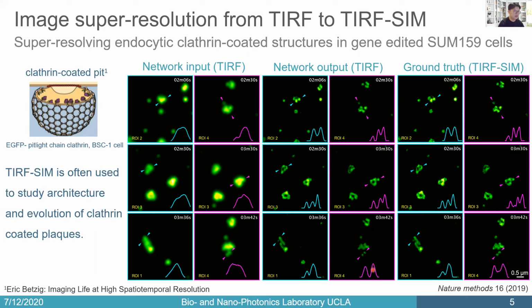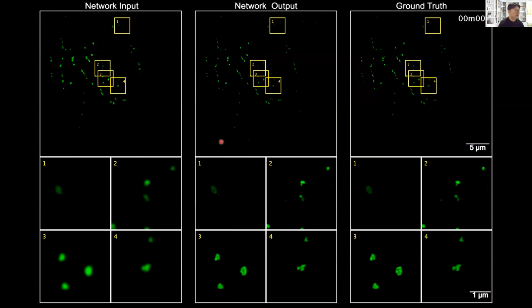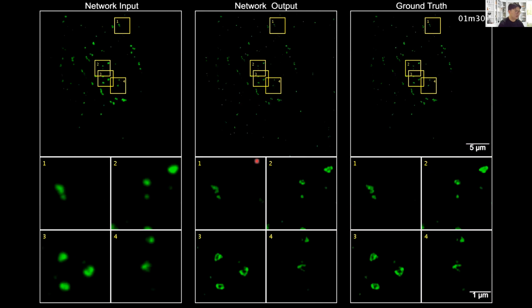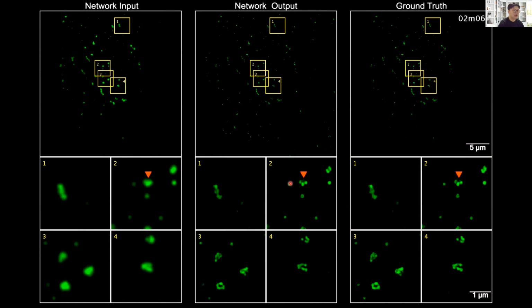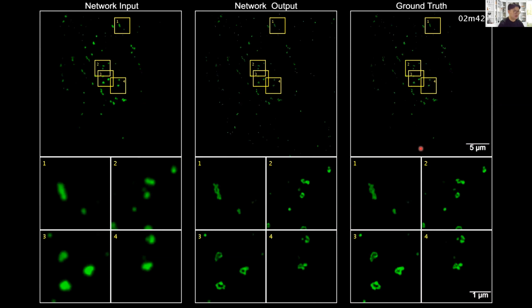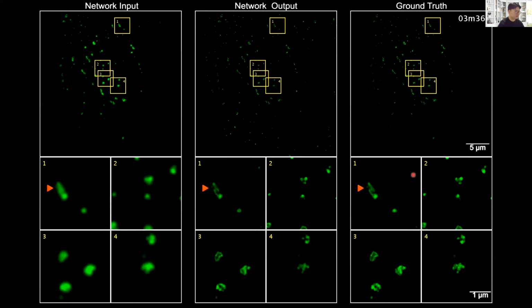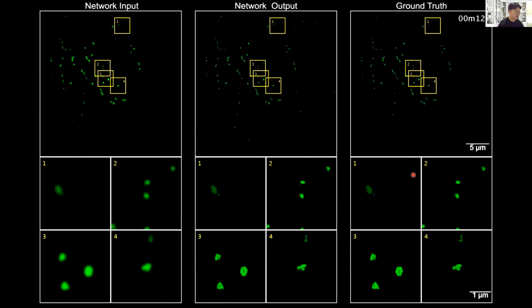In fact, this approach is so robust that we can apply it to a movie. Here we show the comparison movie of the network input, network enhanced image, and the ground truth image from 9 structured illumination movies. It stops on some frames that reveal significant biological processes.